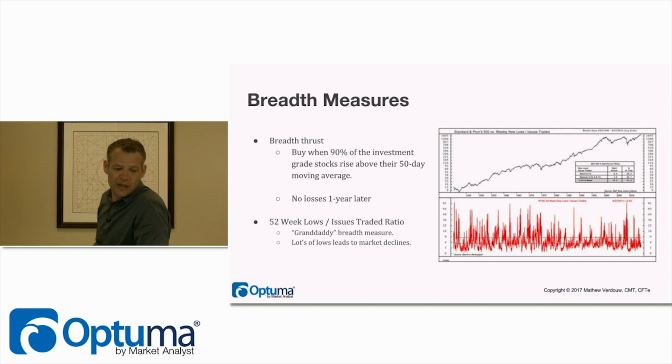52-week lows, dividing it by the number of issues. So remembering these issues, the securities, when you've got stocks that are making 52-week lows and you divide that by the total number of stocks available in the investable grade stocks in this count, this is what he calls the granddaddy of breadth measures. Lots of lows like this will lead to market declines. So they're obviously watching out for that and using that again as an important input into their models.